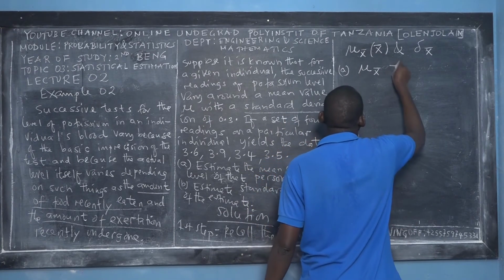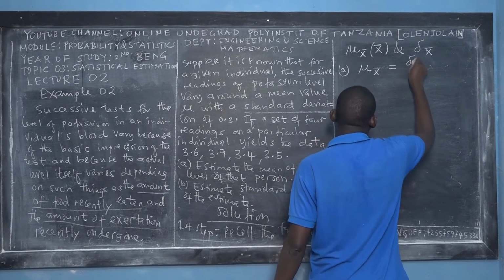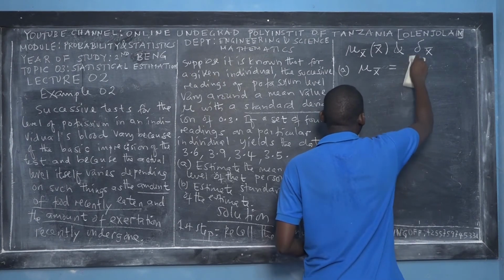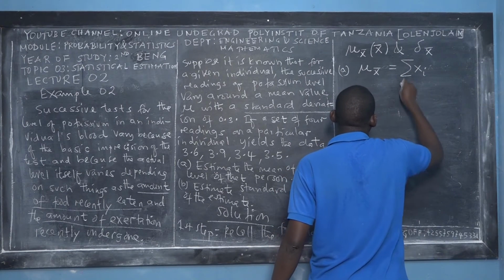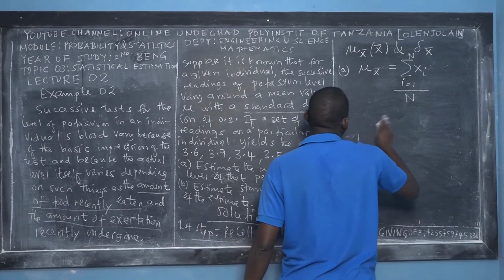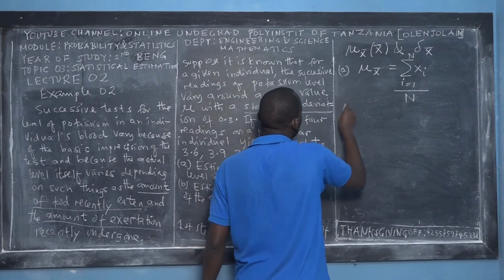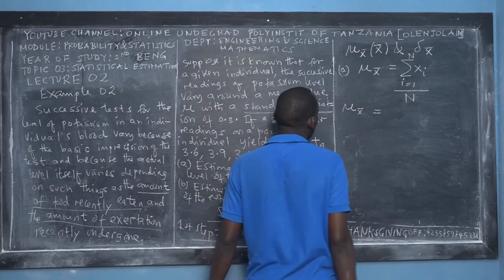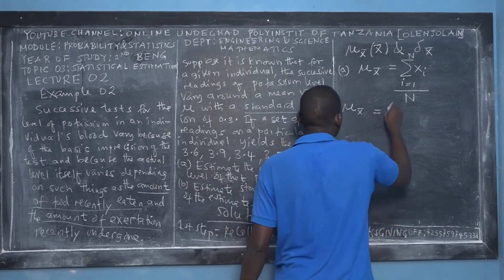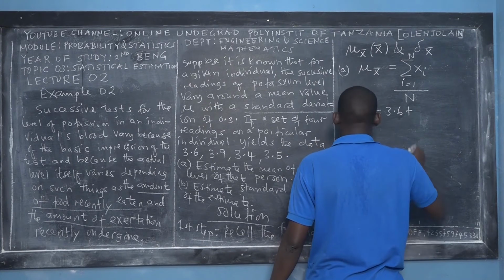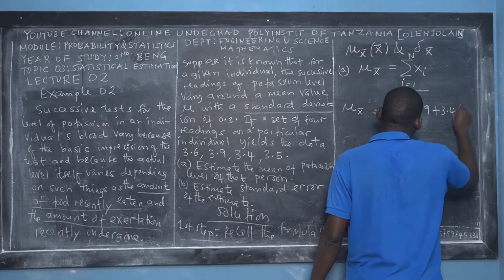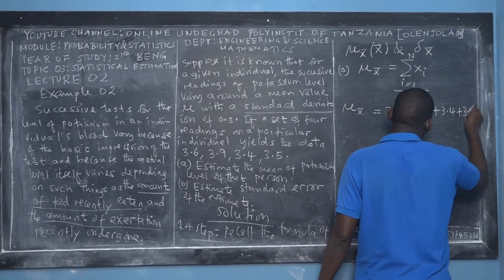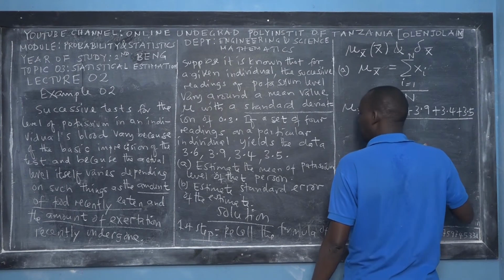I've told you a few minutes ago that the mean of the sampling distribution of means is given as what? The sum of the statistical data, from i equals 1 to n, over n. So the mean of the sampling distribution of means is the average, which is 3.6 plus 3.9 plus 3.4 plus 3.5, then we divide by 4.